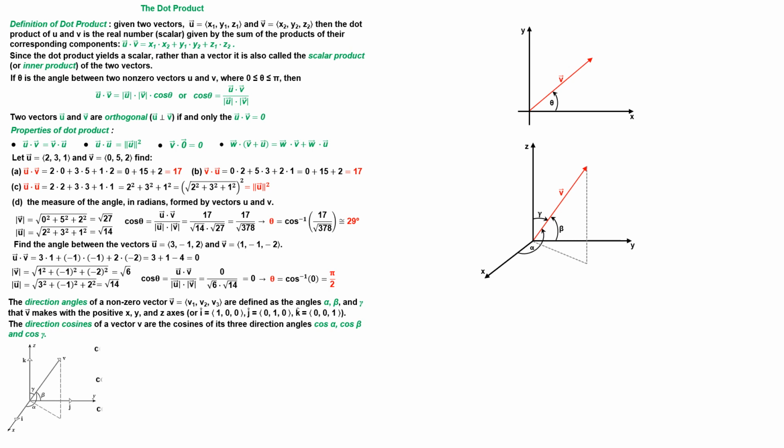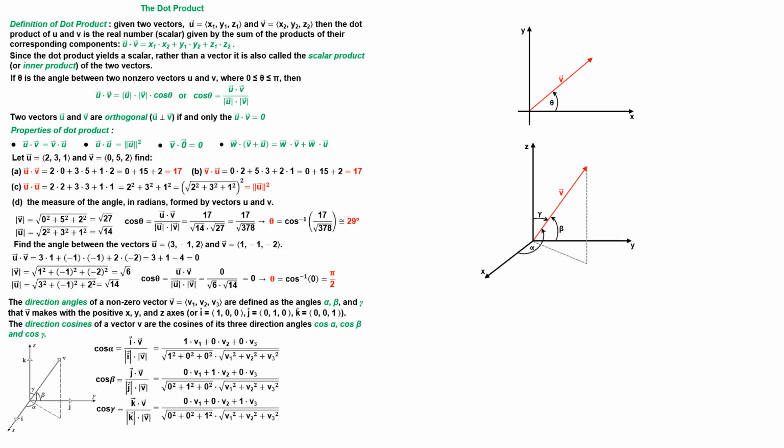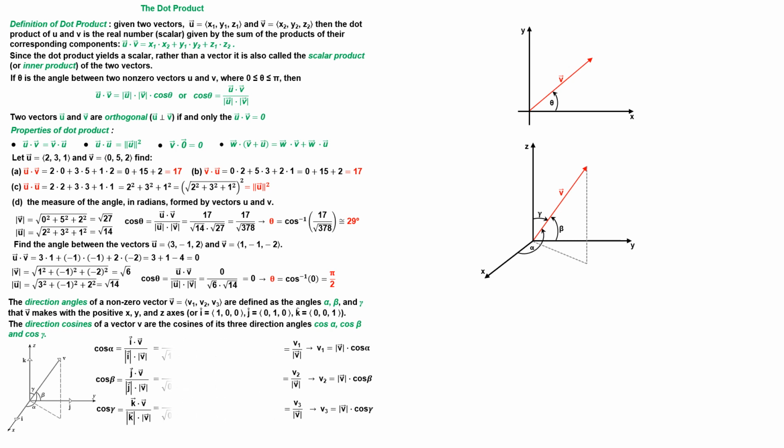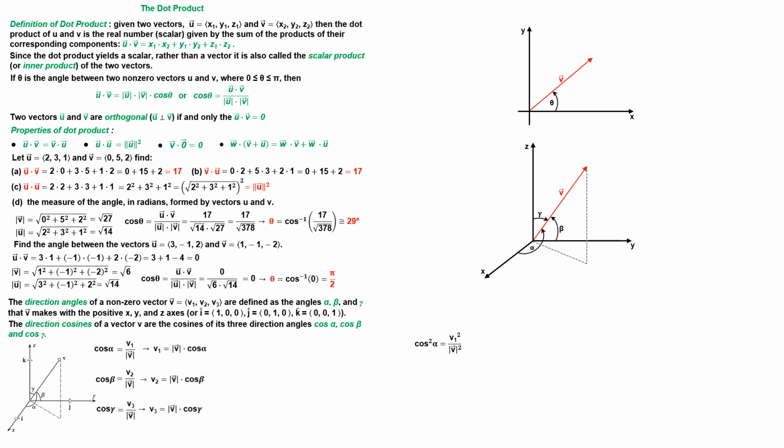To calculate the direction cosine, we substitute the vector u in the formula above with the unit vectors i, j, and k. The direction cosines are related to the components of vector v in the following way. Now we can find an interesting formula if we take the three direction cosines, square them, and add them.